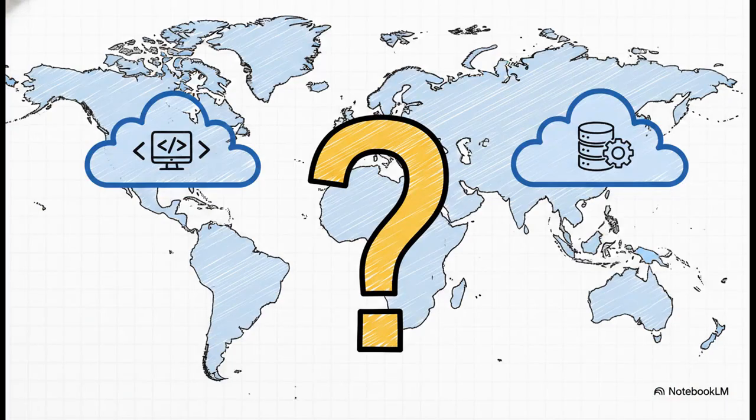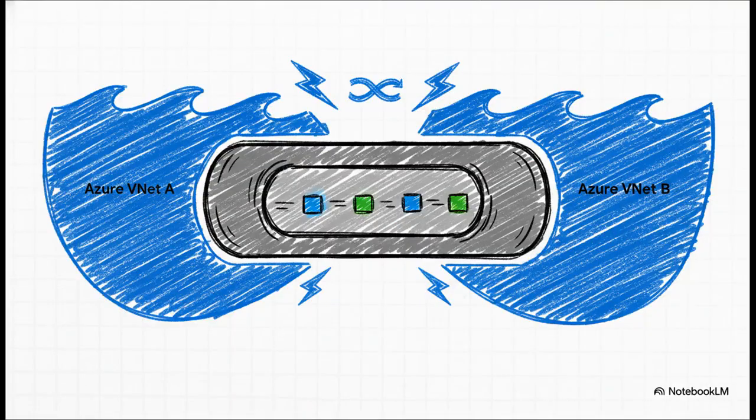Let's imagine a real-world scenario. Your web application front-end is running in a VNet in West Europe to be close to your users there. But your heavy-duty data processing backend is in a VNet in Central India. How in the world do you get them to talk to each other securely without sending all that sensitive traffic over the public internet? The answer, and it's a really elegant one, is VNet peering.